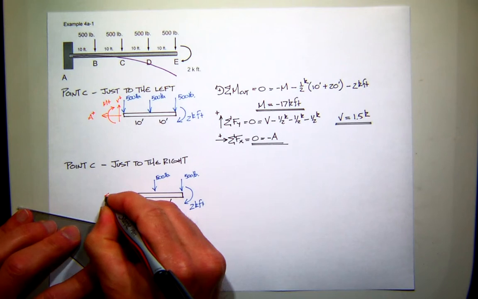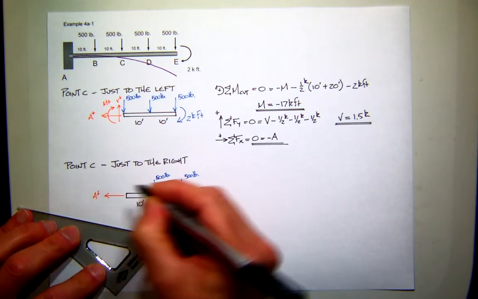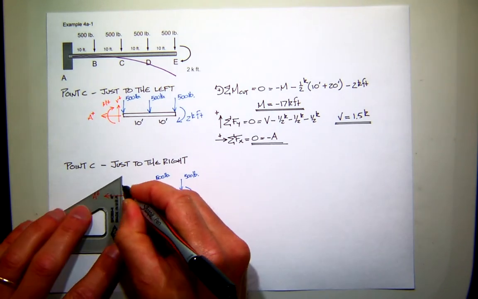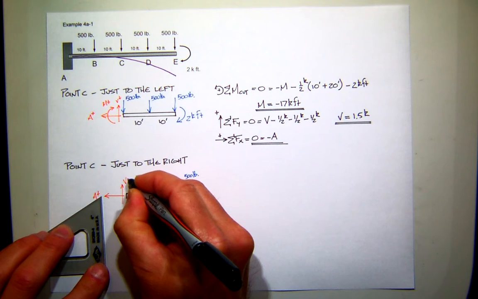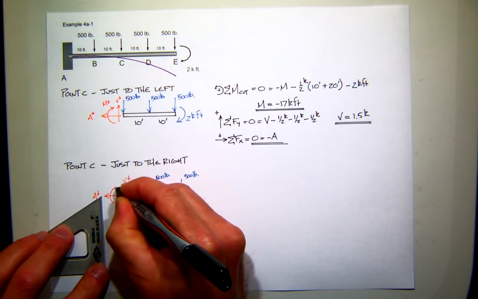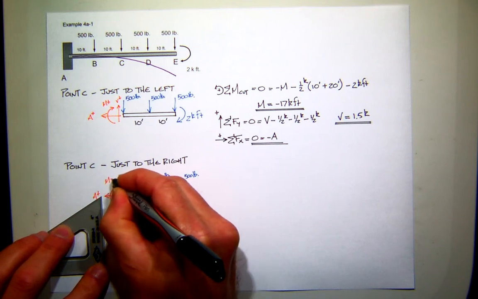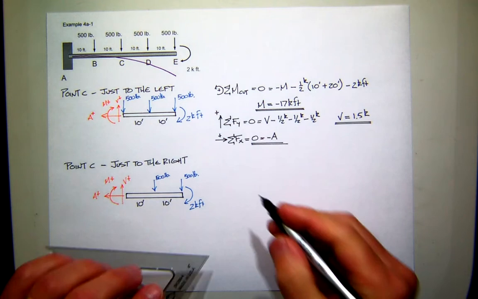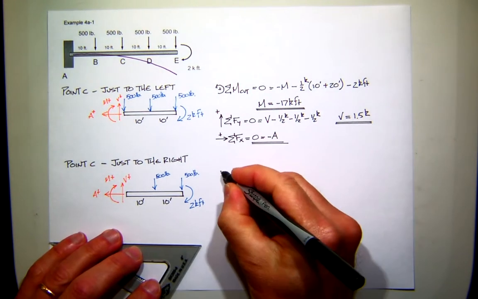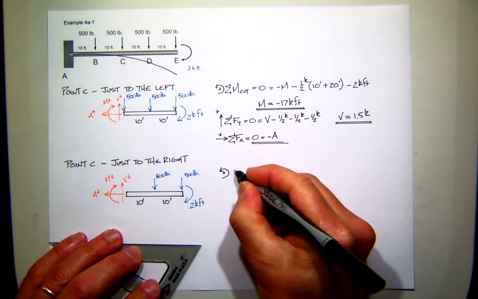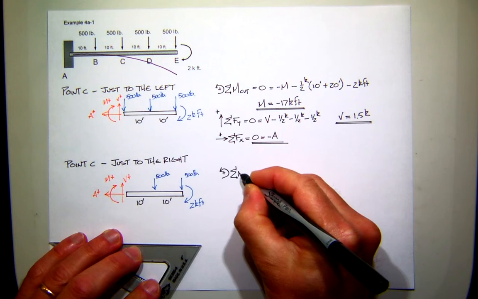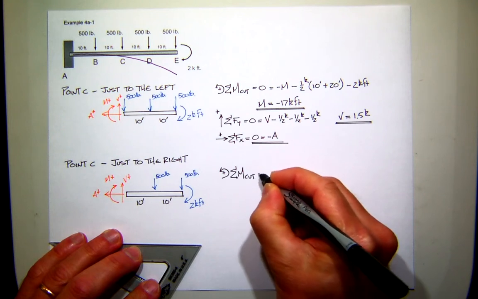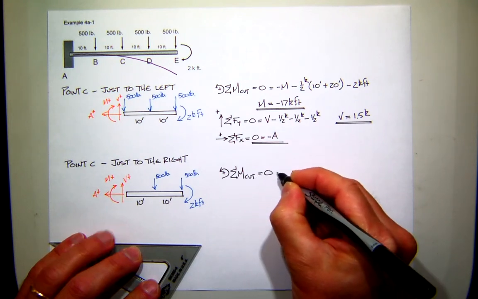Axial force, positive. Shear force, positive. Bending moment, positive. So what do we do? Make sure it's in equilibrium. So let's do that again. So I'm going to now sum my moments about that cut again. Make sure it's in equilibrium.